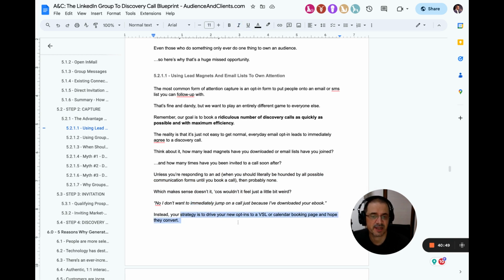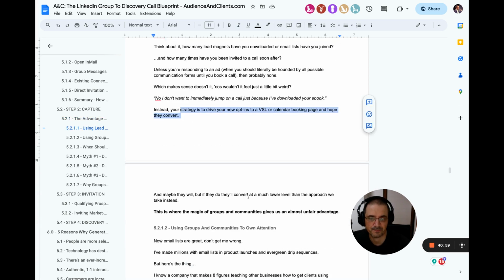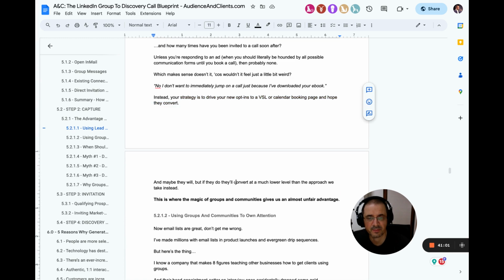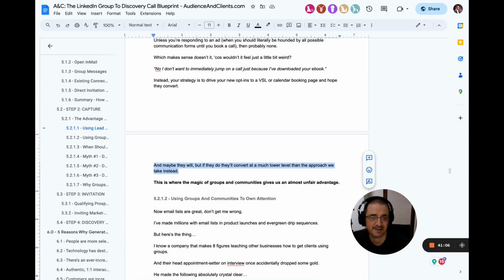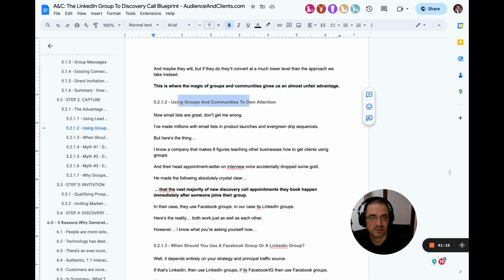Instead, your strategy is to drive new opt-ins to a VSL or a calendar booking page and try and sell them and hope that they convert into self-booking an appointment. And maybe they will, but if they do, it'll be at a much lower level than the approach we take instead. And this is where the magic of groups and community gives us an almost unfair advantage. So, using groups and communities to own attention.